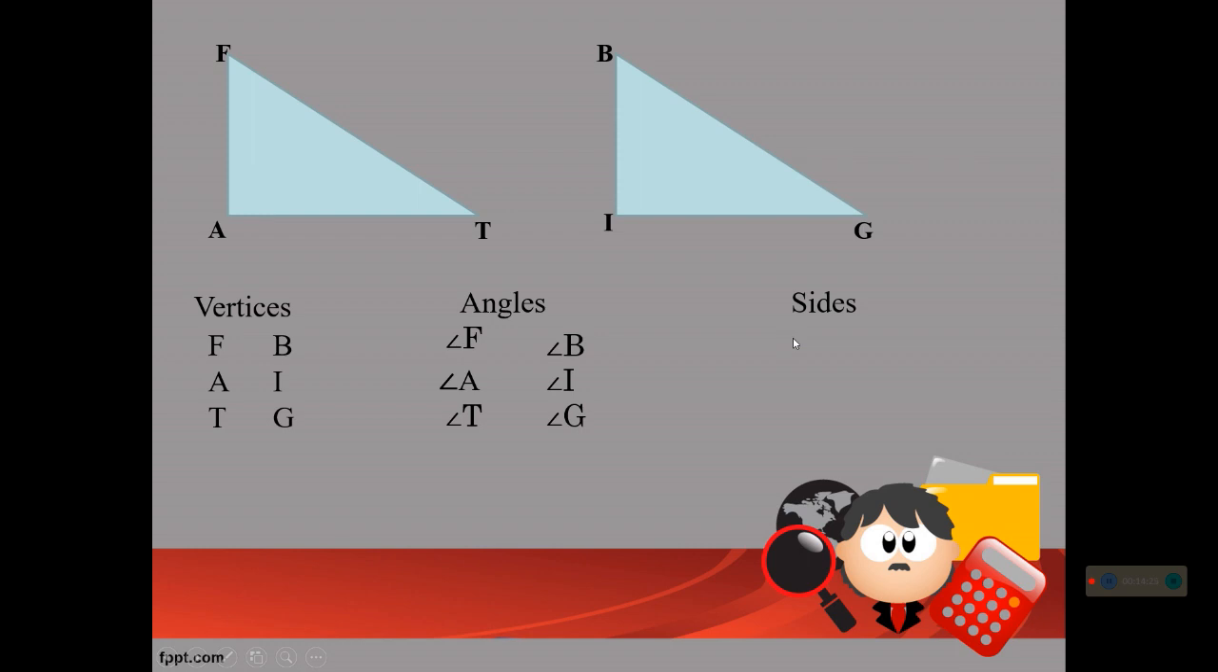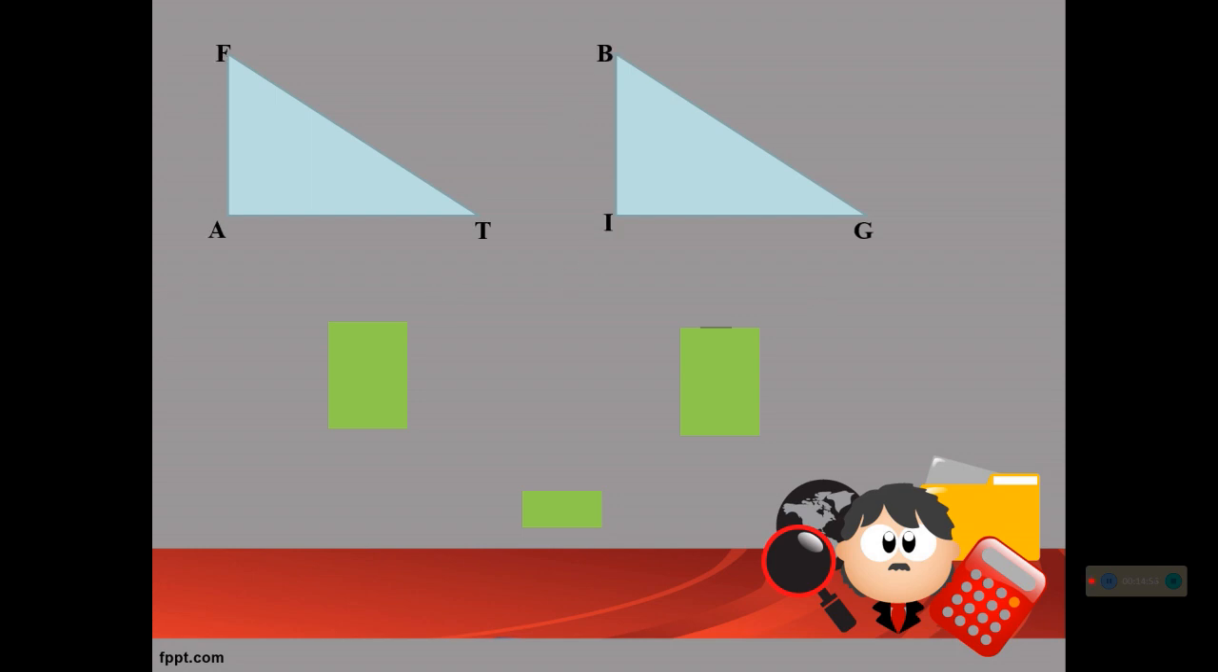So, on the first triangle, we have segment FA, segment AT, and segment TF, or side FA, side AT, and side TF. Okay? On the second triangle, we have segment BI, segment IG, and segment GB. Okay? So, we will just read this as segment because we all know that a triangle is formed out of 3 line segments. So, how are we going to have the corresponding angles and corresponding sides?